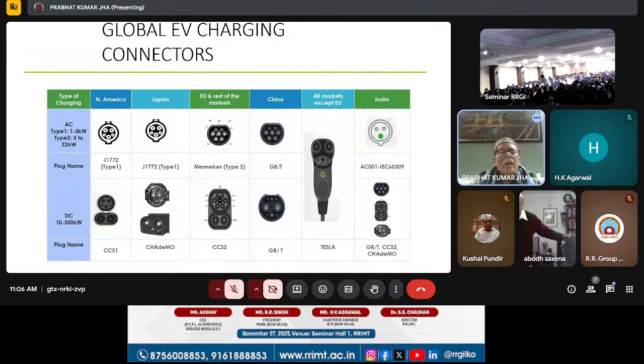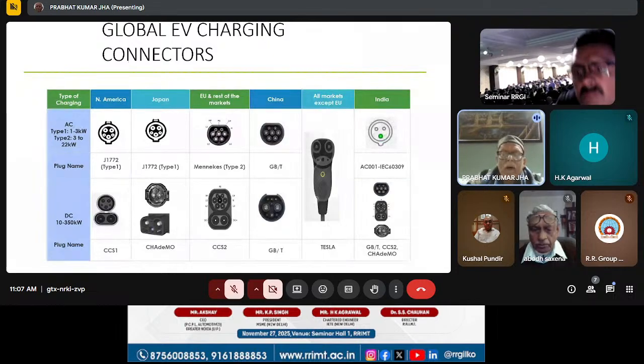Okay. A few global EV charging connectors: you go just to the last column, that is India. As I know, there may be improvements in that, new things may be added in this, and these are the connectors that are available. You can verify it. The standards are AC001, IEC 60309, GB/T, CCS2, CHAdeMO. You can find out all these things.